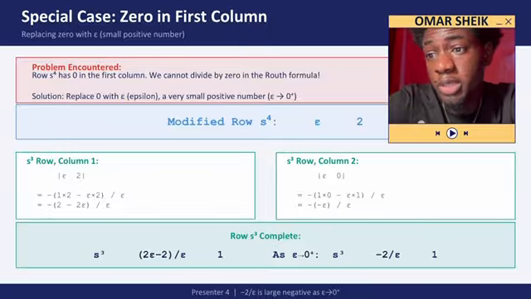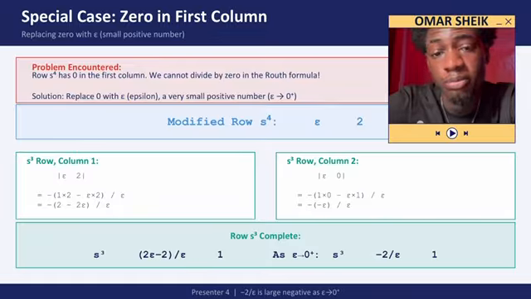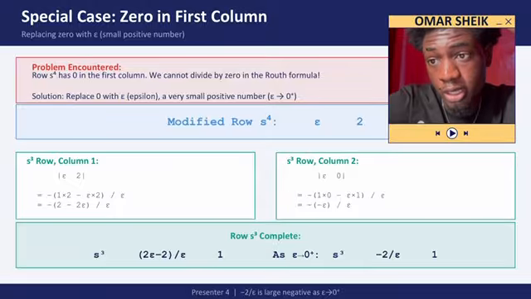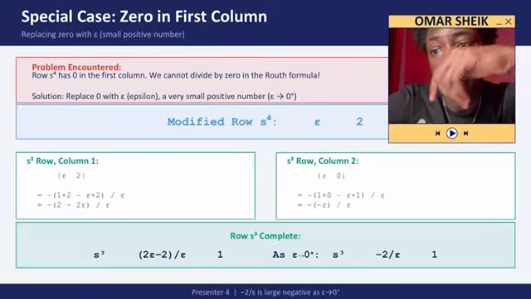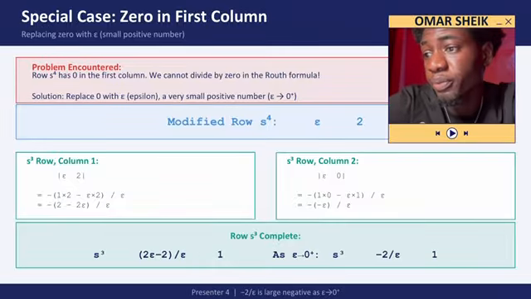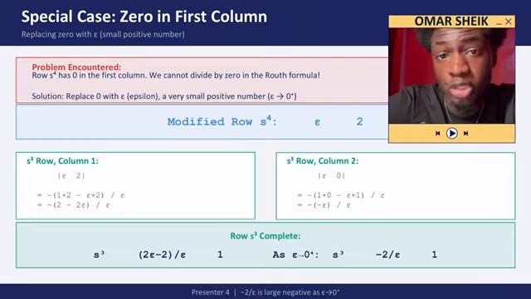It is denoted by the Greek letter epsilon. If you know your Greek, it's like a 3 but turned. You can see it on our screen. We think of epsilon as approaching 0 from the positive side. So our S to the fourth row becomes epsilon, 2. Now we can proceed to calculate row S cubed.